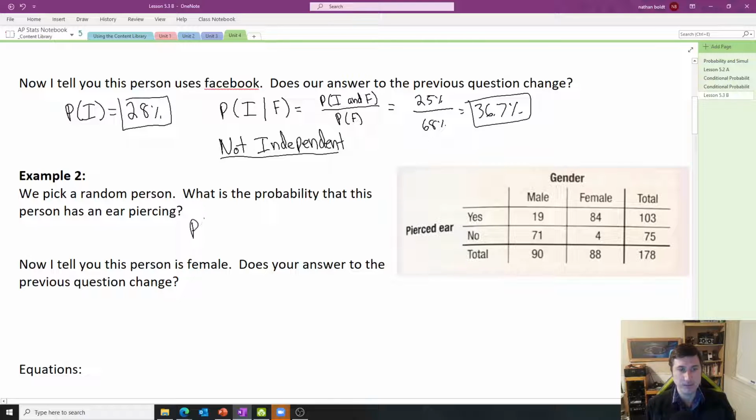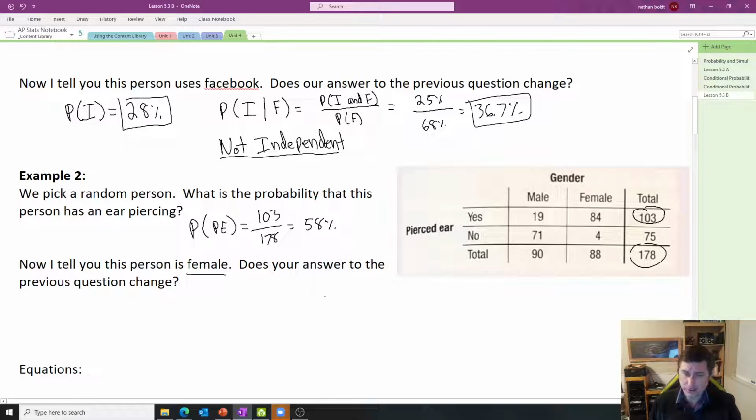So the probability of a pierced ear, let's go PE for pierced ear, is equal to, we can actually use our table for that. It is going to be 103 out of 178. So 103 divided by 178 is 58%, roughly. So there's a 58% chance a random person has an ear piercing. Now, I tell you this person is female. Do you think that percent is going to change?